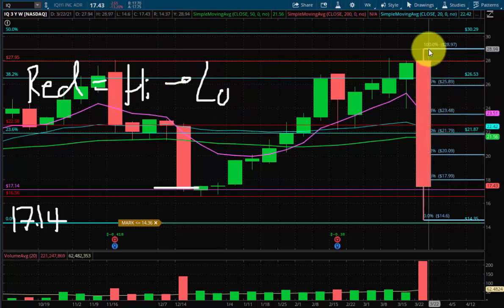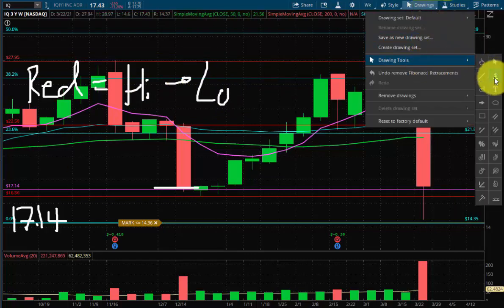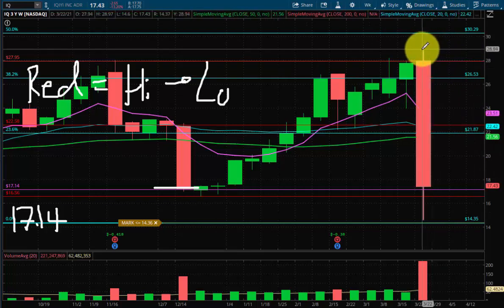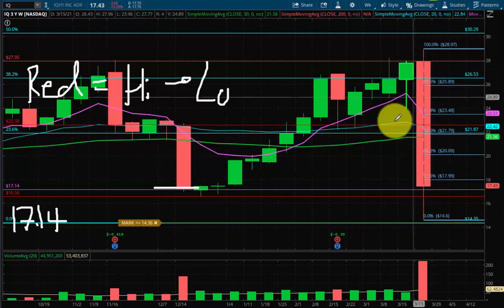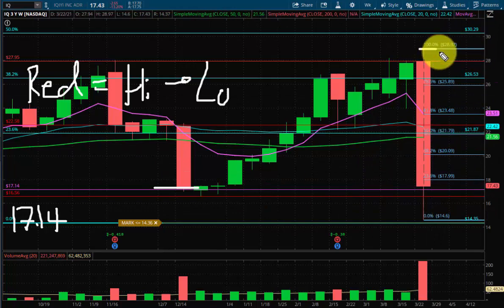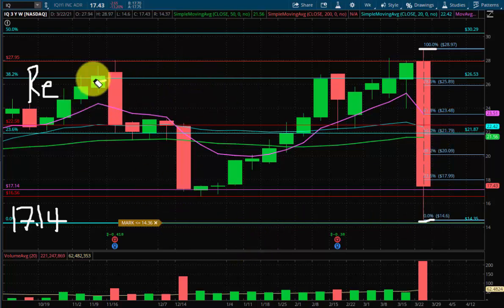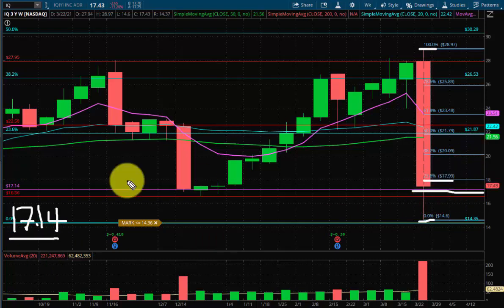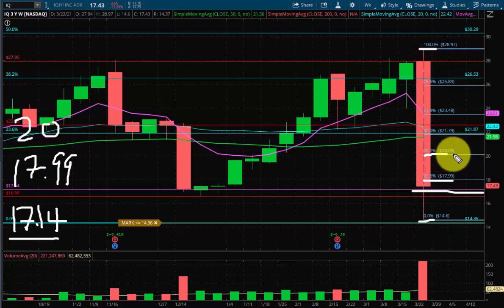I'll redraw it here just so you can see. I'll remove it. I go over to my fib retracements, high to low, and that's basically 28.97 to 14.6, but that shows us what the key levels are overhead for our bounce trade. So, simple game plan now. It's a little more advanced getting there, but simple for the actual trade. If it holds 17.14, which is right here, we bounce to 17.99 and then all the way to 20. I know the fib is 20.09. I'm just going to say 20 because that's under the mental resistance, and that's a more realistic target.